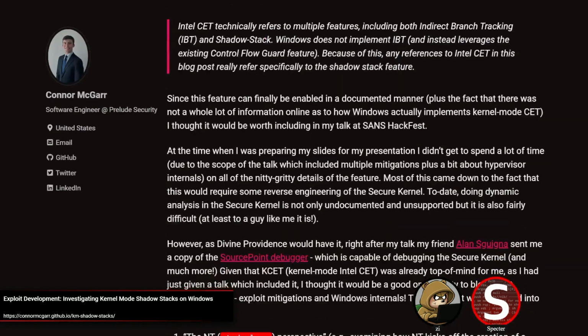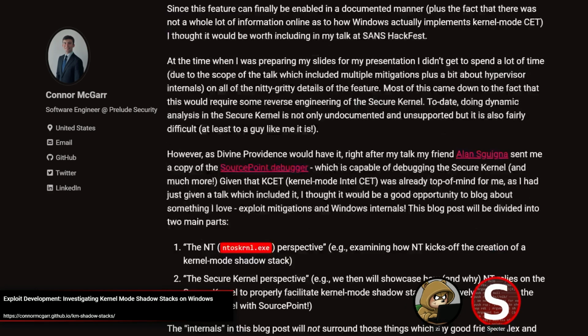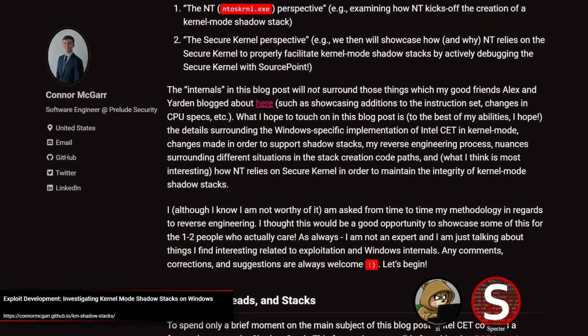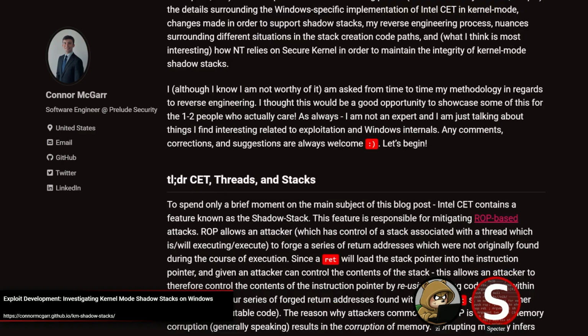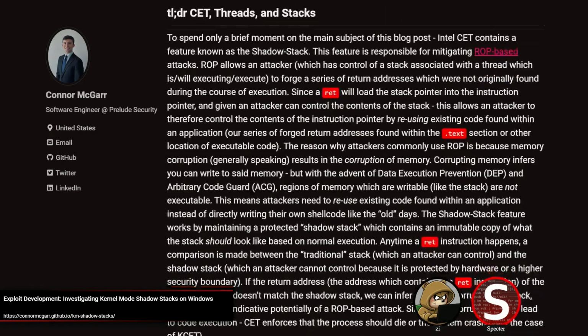So you have your typical stack, you have your stack variables and your return addresses. In a typical case, if you have memory corruption, you have the ability to smash the stack, you smash the return address to hijack code execution and run a chain of gadgets. But in the case of shadow stack, a read-only copy is kept of the stack, and the ret instruction will compare the return address on the stack with the one from the shadow stack. And if it doesn't match, it'll throw a CPU exception.